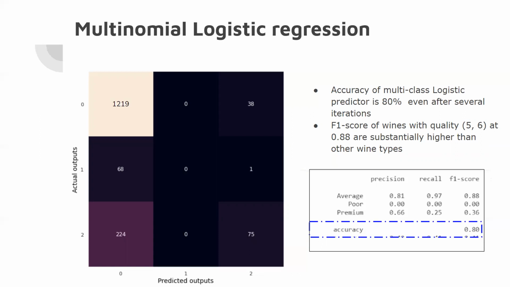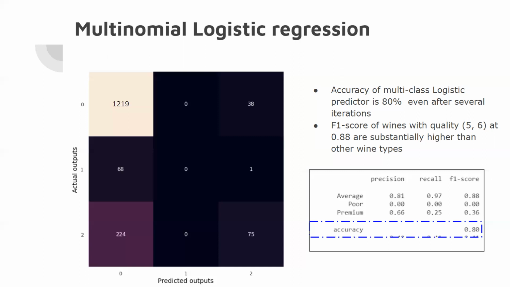If the wine has attributes of average wine, it seems to predict with an F1 score of 0.88, which is fairly good. But that doesn't hold good for other wines. By the way, the numbers that you see here are actually the test data points, right? And where do they fall? For instance, the 1219 that you see on the top left-hand corner means that the actual wine category for these 1219 wines was average, and the predicted output was also average.